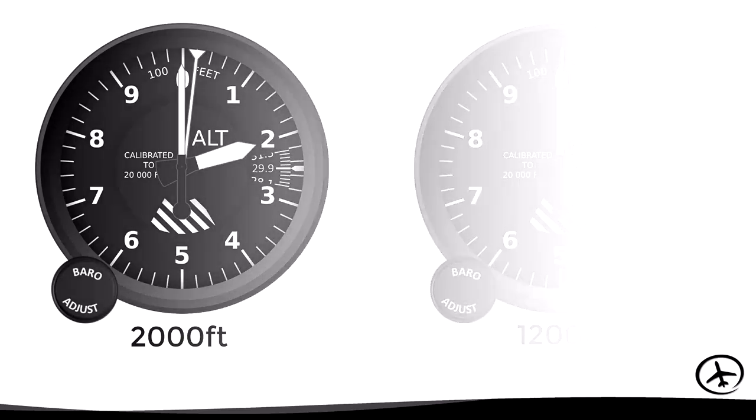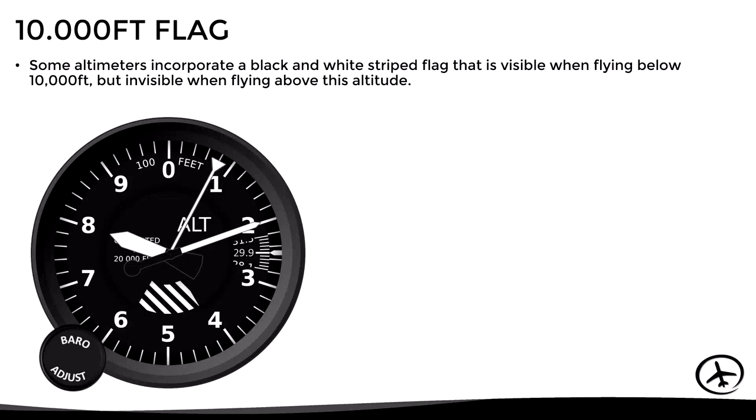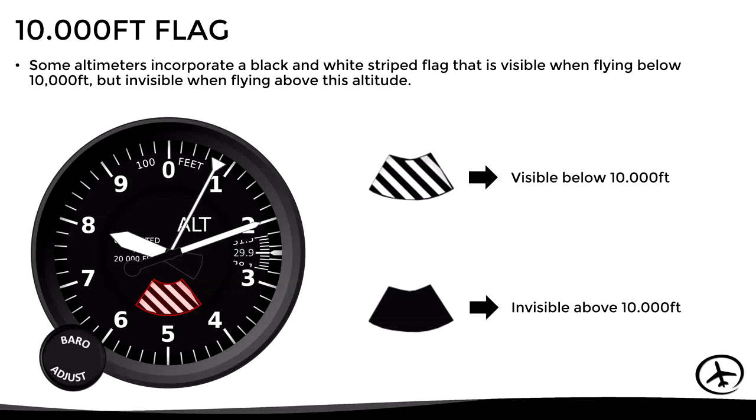This is the reason why most altimeters incorporate a 10,000 feet flag with black and white stripes. This flag is visible when flying below 10,000 feet, but it disappears when flying above this altitude. This way the pilot can easily determine if the aircraft is flying above or below 10,000 feet.